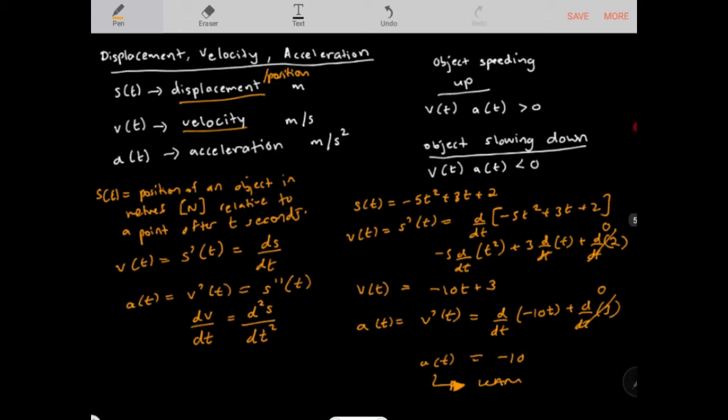In this case, the acceleration is negative 10, and the units we use for acceleration are meters per second squared. The units for velocity are meters per second, and the units for position are most commonly meters. So that's an example of how we can compare the position function, or displacement function, to velocity and acceleration.